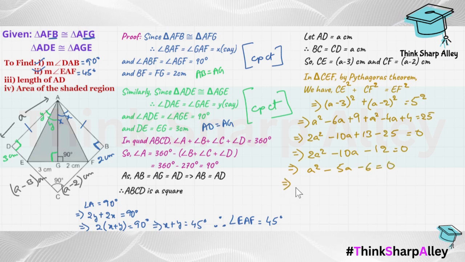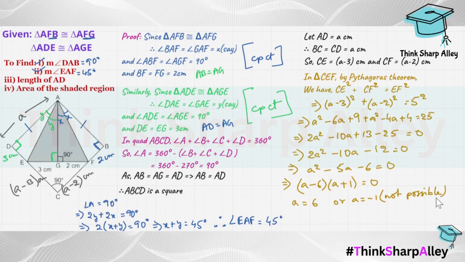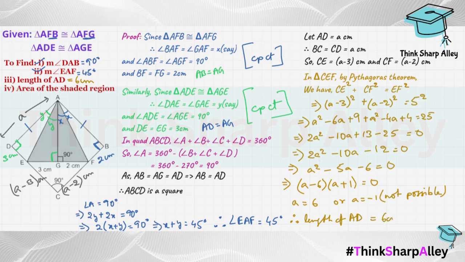Obviously over here we have to do middle term break. So if you do middle term break, you will see we will get a minus 6 into a plus 1 equal to 0. So which means a is either equal to 6 or a is minus 1. But this value is not possible, as a denotes length of a side. Length cannot be negative. So a is 6 units, which means my length of AD is 6 centimeter. So therefore, length of AD is equal to 6 centimeter.